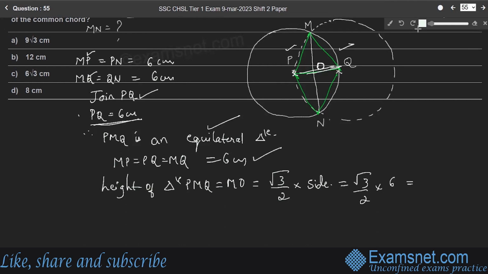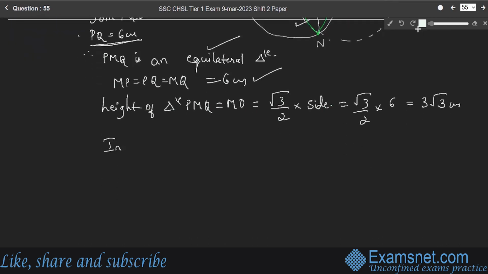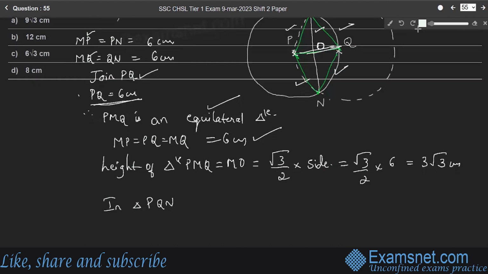Which is 3√3. 3√3 centimeter is the height of the triangle PMQ, right? We need MN. So consider triangle PQN. In triangle PQN, again, PQN is an equilateral triangle, since PN is 6 centimeter, QN is 6 centimeter, PQ is 6 centimeter.